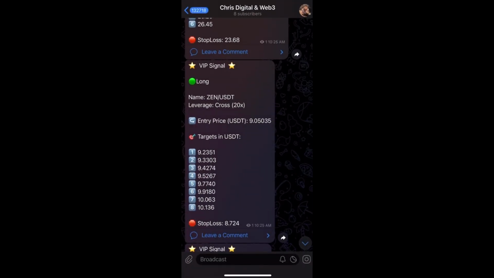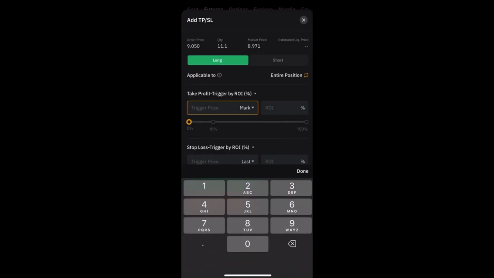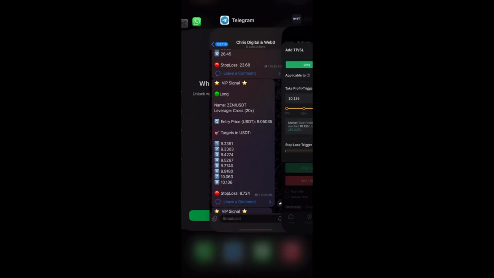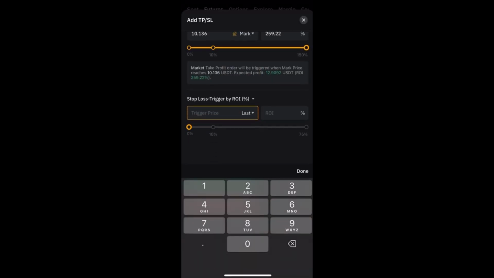Make sure it's on long. Then come back to the signal. So you can see targets in USDT. That's your take profit targets. What you do here, you put the last take profit, this number 8 here, 10.136. You put it here. Then you set up your stop loss. The stop loss is 8.724.